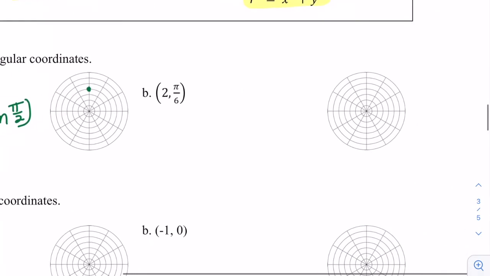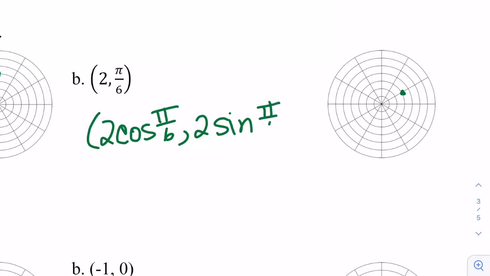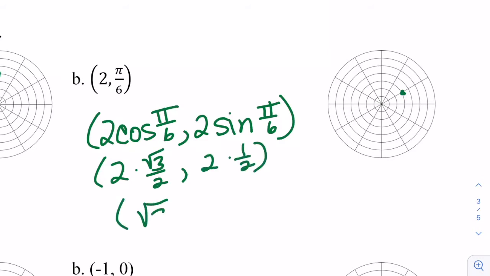Thinking of 2, pi over 6, we'd be in the first quadrant, so we know that the x-coordinate would be 2 cosine pi over 6, and the y-coordinate would be 2 sine pi over 6. We know cosine of pi over 6 is root 3 over 2, and we know sine of pi over 6 is 1/2, so this will just be root 3, 1.